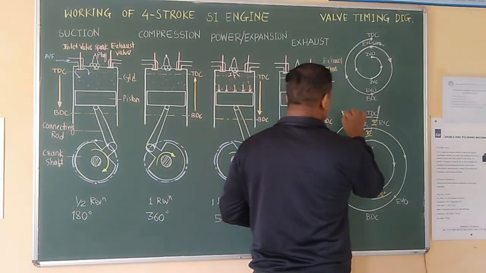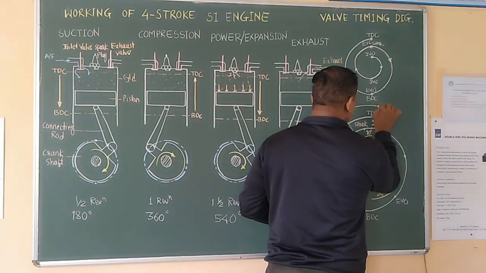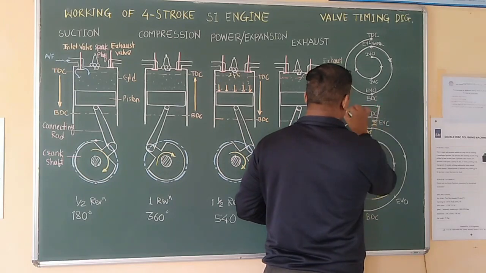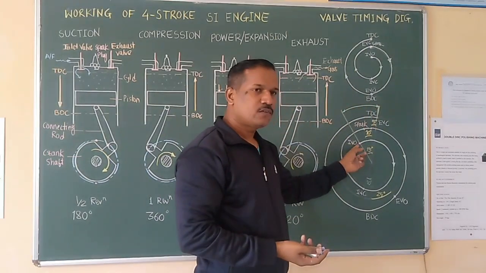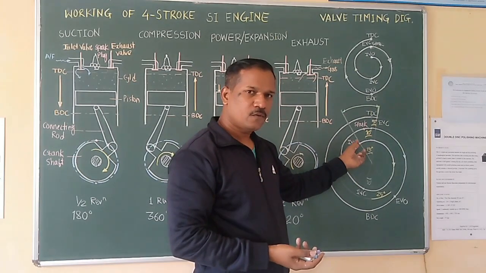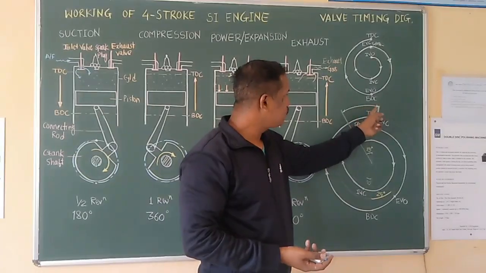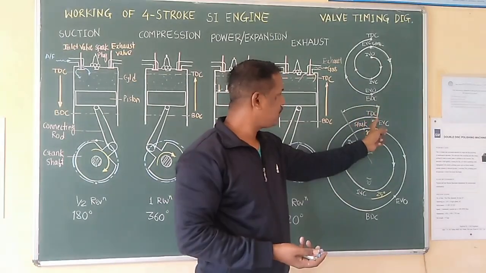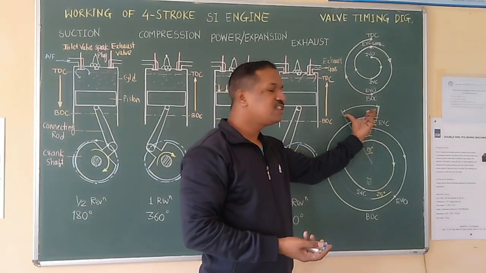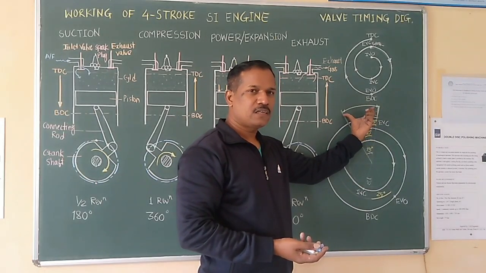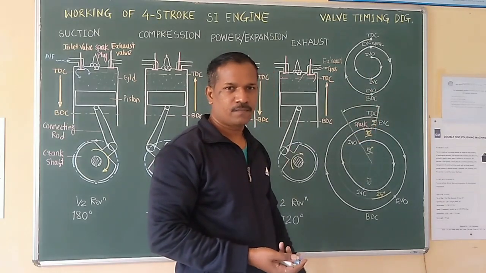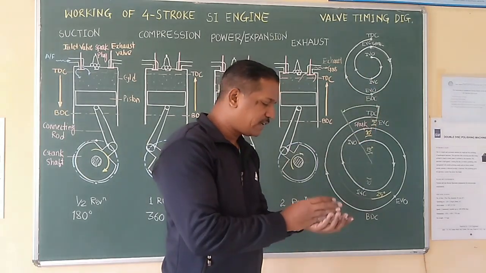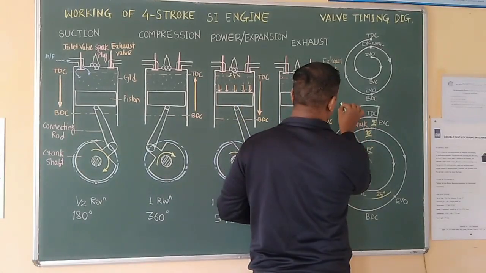So we get the exhaust valve of the previous cycle open, close, and the inlet valve of the next cycle open. So during this much time period, we observe the inlet valve open of the second cycle and the exhaust valve close of the first cycle. So during this period, we observe inlet and exhaust valve both open, and this is called valve overlap.